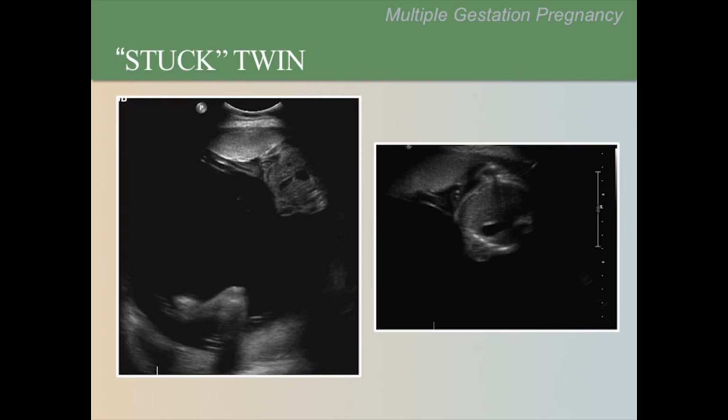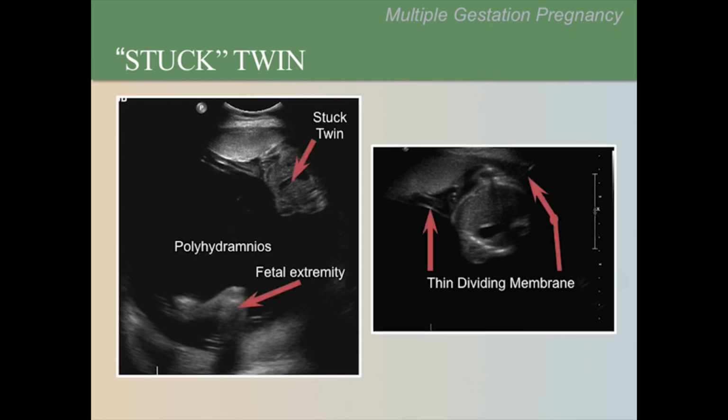In the left image, the upper twin appears stuck to the anterior uterine wall and has very little amniotic fluid, which is called oligohydramnios. You can just see an extremity of the lower twin, which is surrounded by too much amniotic fluid, called polyhydramnios. Here we have labeled these structures and the thin dividing membrane that can be seen in the right image.